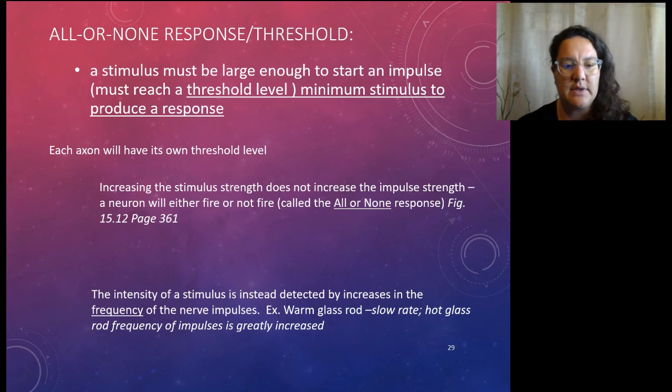The intensity of a stimulus instead is detected by our bodies by the increase in frequency of nerve impulses. So a warm glass rod will send nerve impulses at a slower rate compared to a hot glass rod. Also, the amount of nerves matters, so we have a large area that is being stimulated versus a small area that's being stimulated.